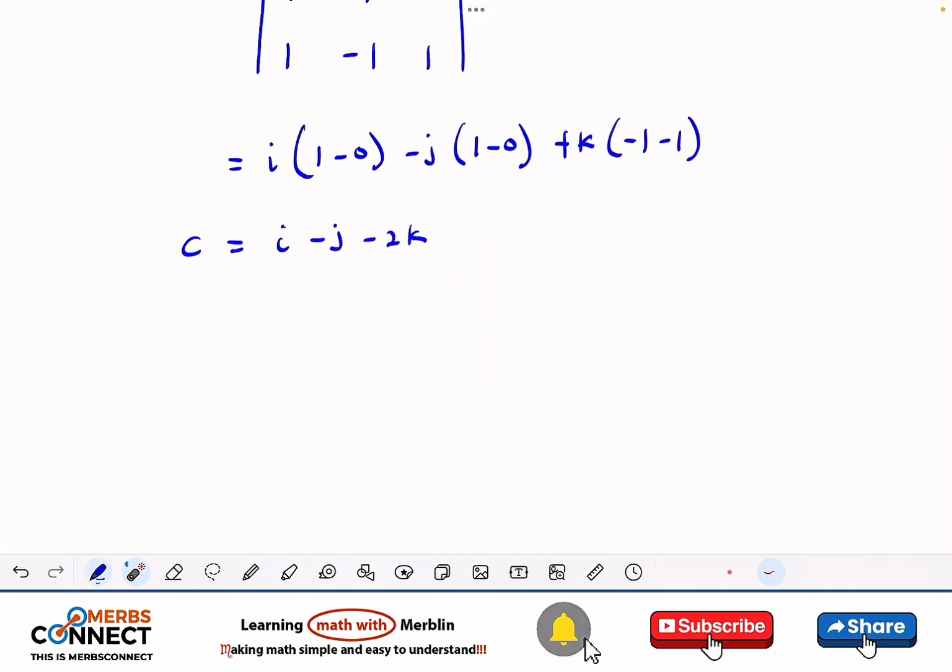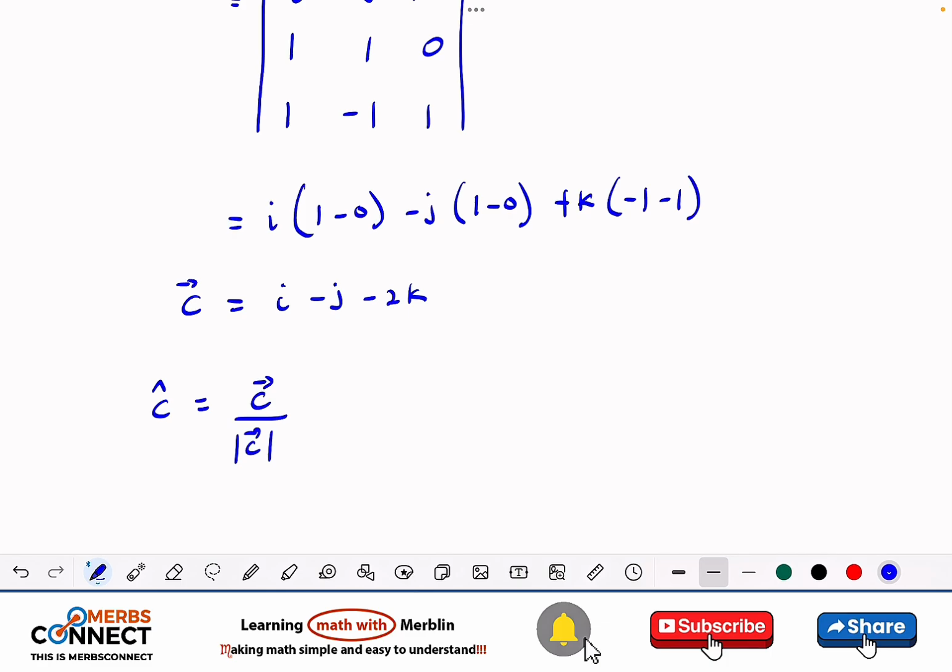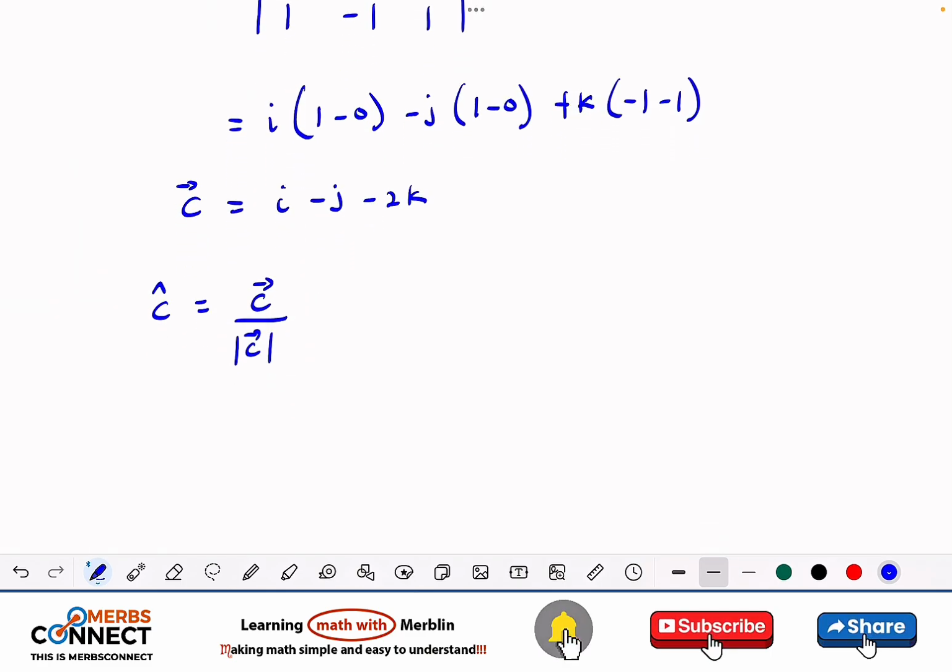So for us to find the unit vector, we said the unit vector is equal to the vector C divided by the magnitude of C, right? So now that we know this vector C here, we need to find the magnitude, and then we just divide. Then we get one unit vector out of it. So what is the magnitude of C? We know how to do magnitude, right?